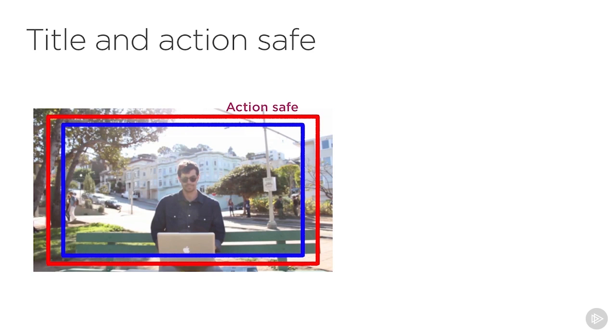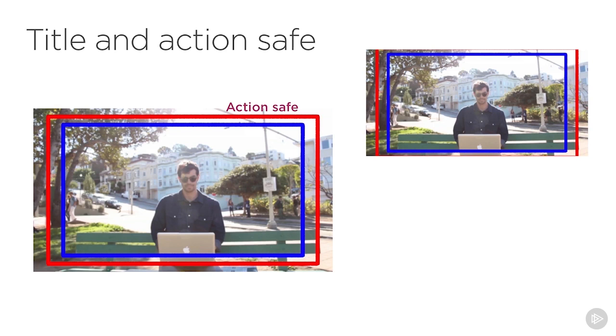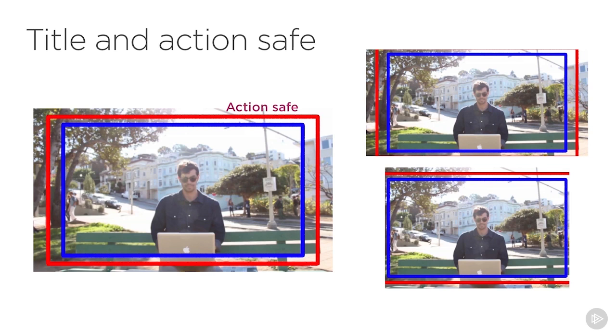This is where you should make sure all your important actions, animations, and movements occur, because if your video is going to be used for broadcast, part of it may be cropped due to differing television screen sizes. The innermost border is your title safe guideline. Any text appearing on screen should appear within this border for the same reason.